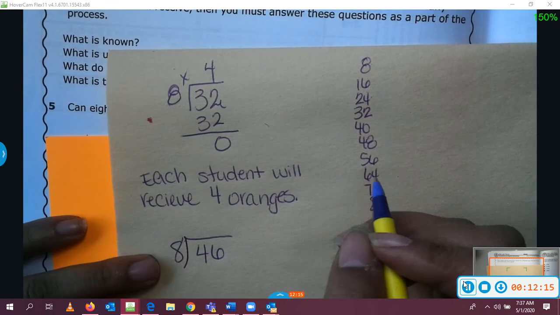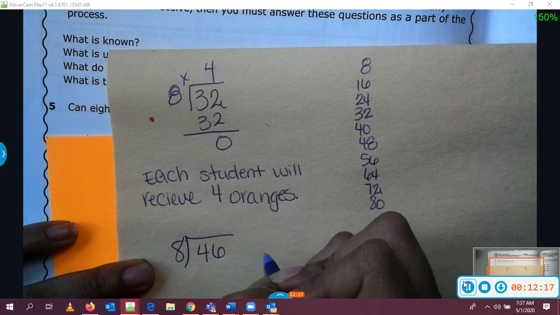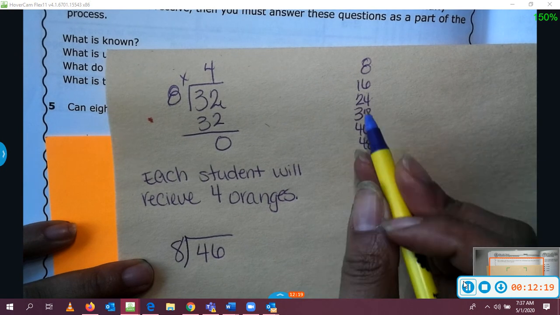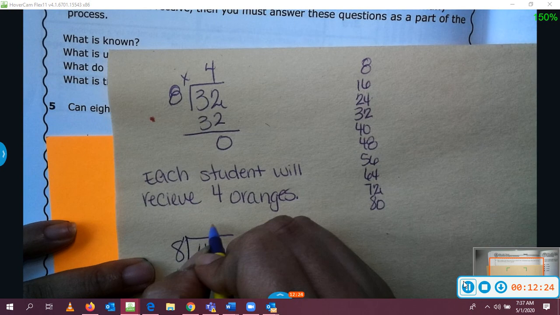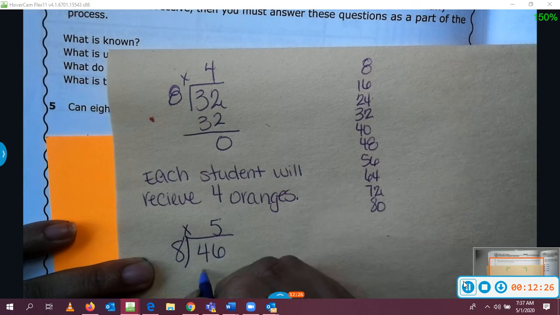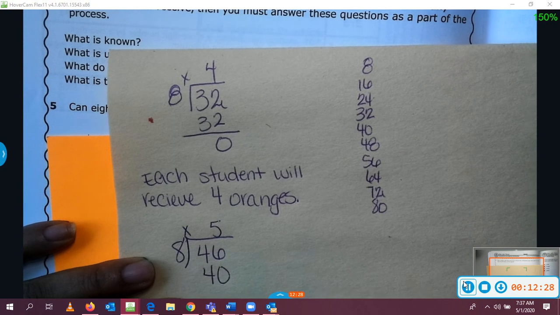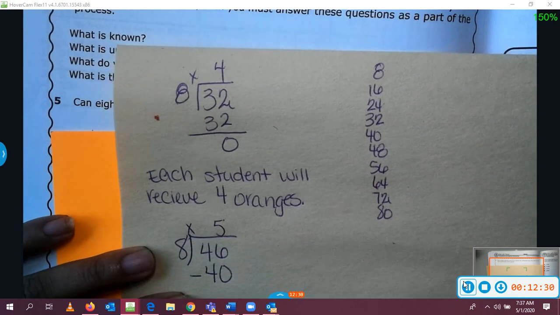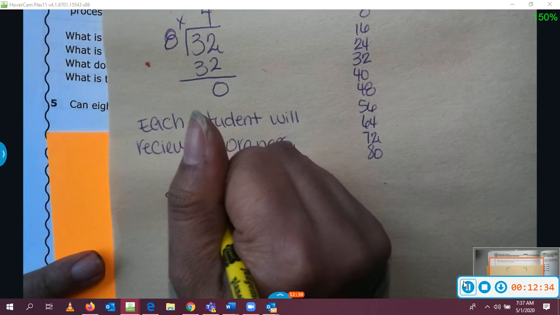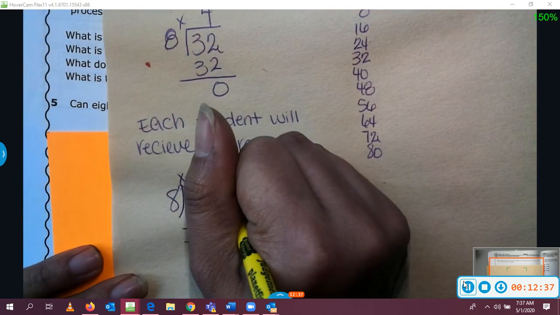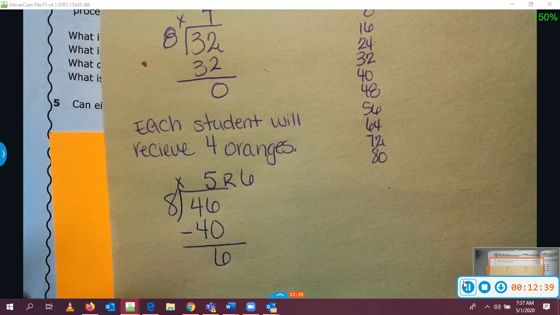8 going into 46. Well, 8 won't go into 46 equally. But it will go in there at least 5 times, because 5 times 8 equals 40. And 46 minus 40 is 6. So, it'll be 5 wholes with a remainder of 6.